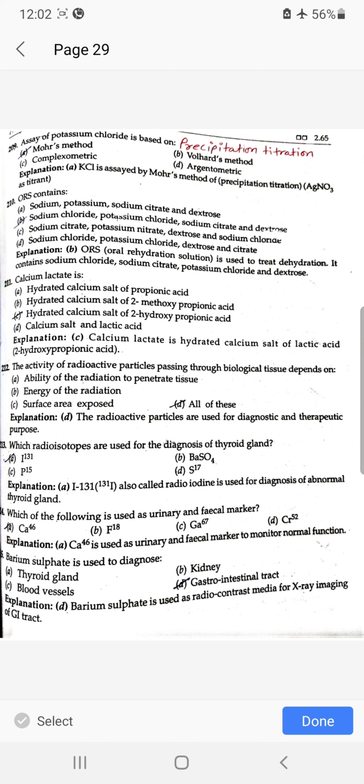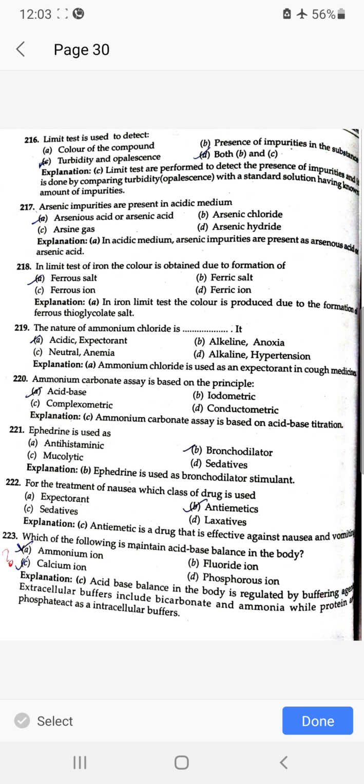The activity of radioactive particles passing through biological tissue depends on the ability of the radiation to penetrate tissue, energy of the radiation, and surface area exposed. All of this. Which radioisotope is used for the diagnosis of the thyroid gland? Iodine 131. Which of the following is used as a urinary and fecal marker? Calcium 46. Barium sulfate is used to diagnose the gastrointestinal tract.